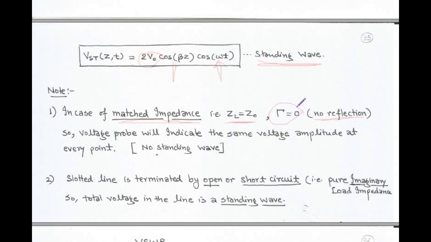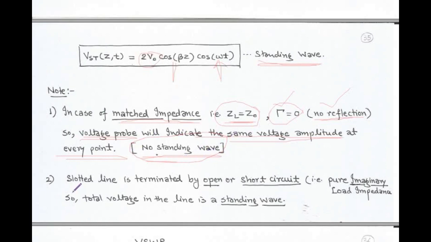In this case, the apparatus, which is in the form of a voltage probe, indicates the same voltage amplitude at every point of the transmission line. In this case, there is no standing wave, because a standing wave is recognized when two voltage waves of equal frequency travel in opposite directions on a lossless transmission line. And since here there is no reflection, because the reflection coefficient tau equals 0 due to matched impedance, that is ZL equals Z0, there is no standing wave.